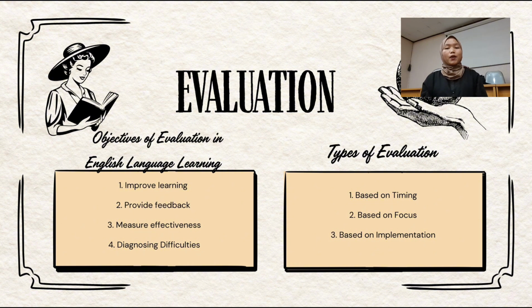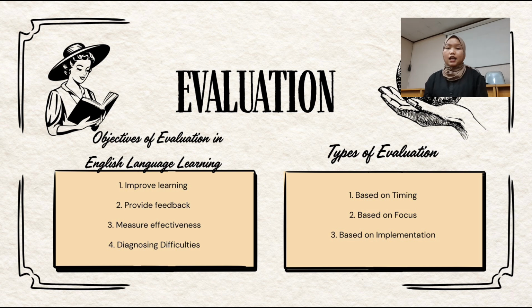So, the objectives of evaluation in English language learning: the first, to improve learning. It helps teachers understand how students are learning and adjust their teaching methods. The second is to provide feedback. Evaluation gives students feedback on their learning so they can improve their approach. The third is to measure effectiveness. It helps teachers measure how effective their teaching methods are. And the fourth is diagnosing difficulties. It is identifying specific areas where students are experiencing challenges.